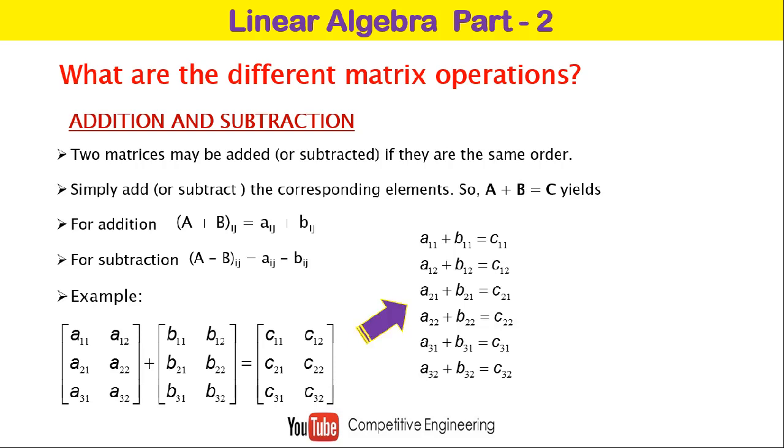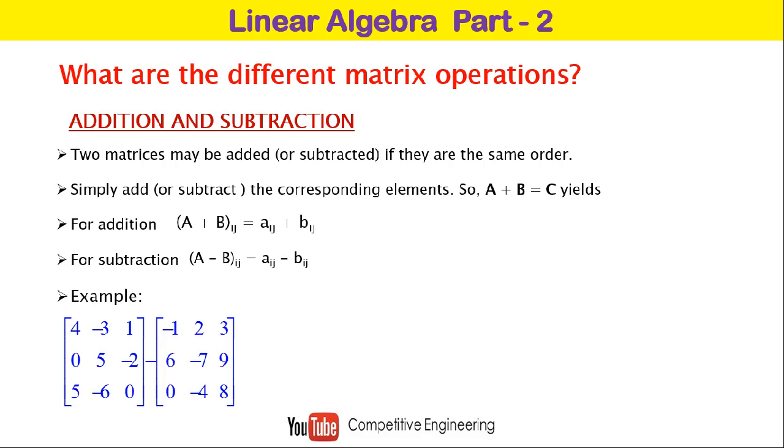The operation is the same for subtraction also. So I am taking subtraction as an example. The operation is the same for addition also, with the plus sign. So the matrix A is a 3 into 3 matrix. It has 3 rows and 3 columns, and the matrix B is also a 3 into 3 matrix. It has 3 rows and 3 columns.